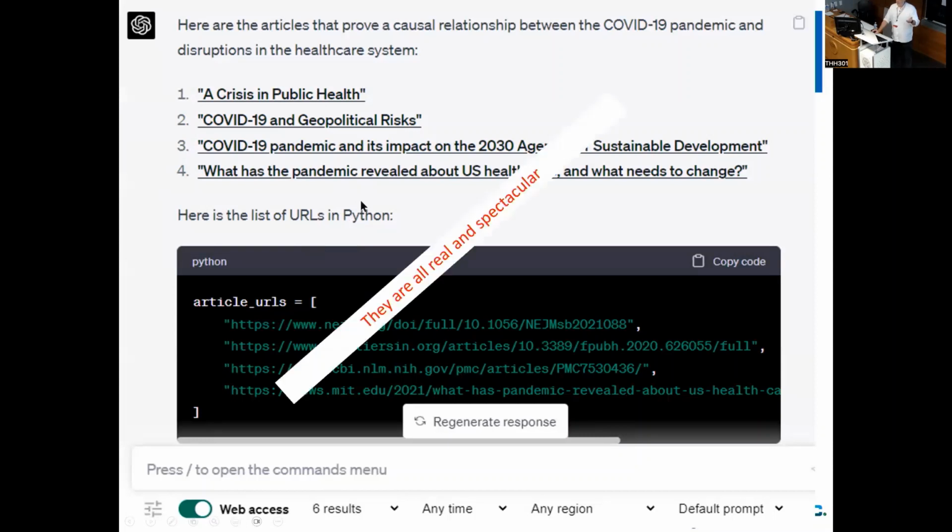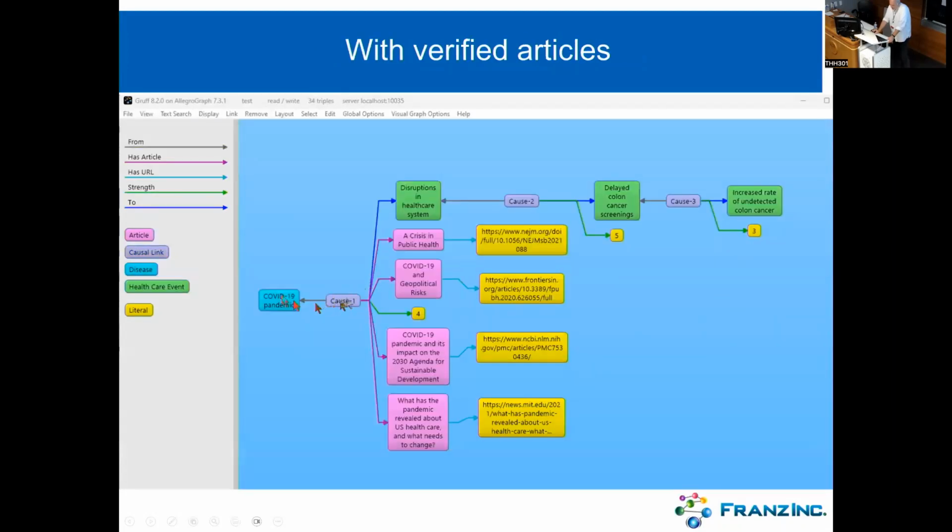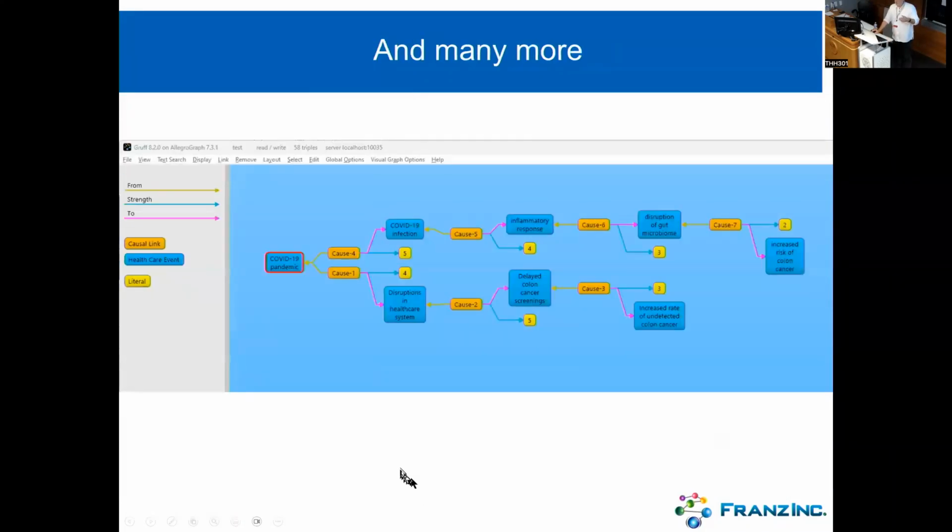These are all great things. This is how you show them in a graph. So COVID-19 causes this, causes this, causes this. At this step, for this cause step, we have a whole bunch of articles. And believe me, each of these articles is correct. It's very powerful. And then there's always multiple ways to link two things together.